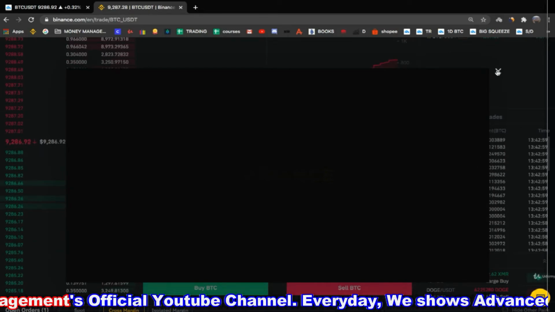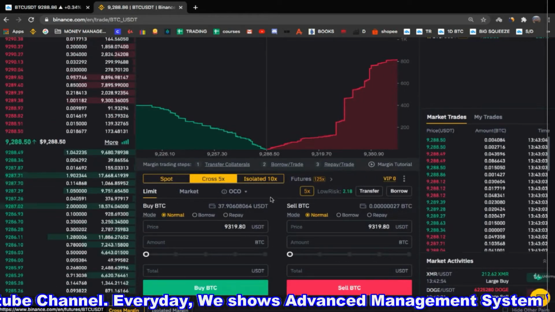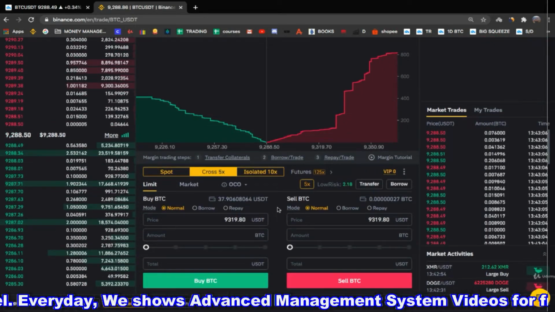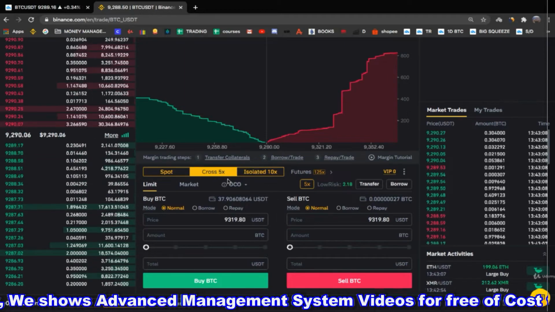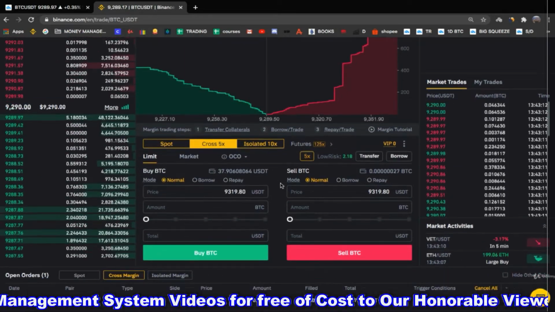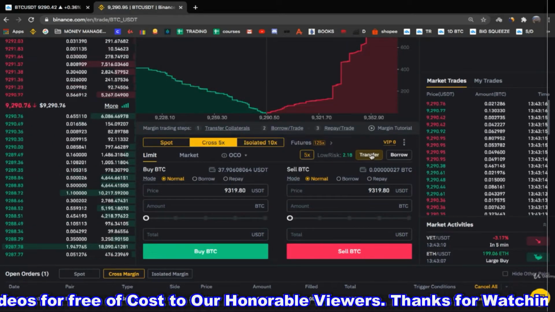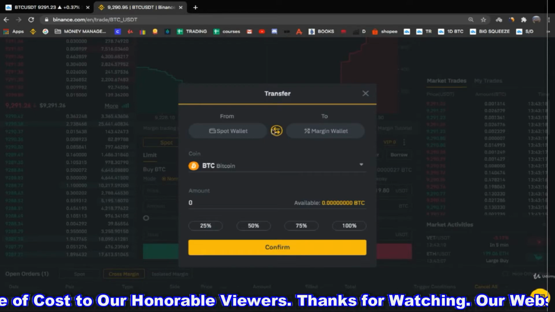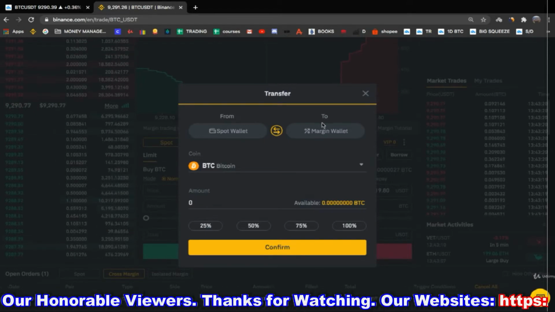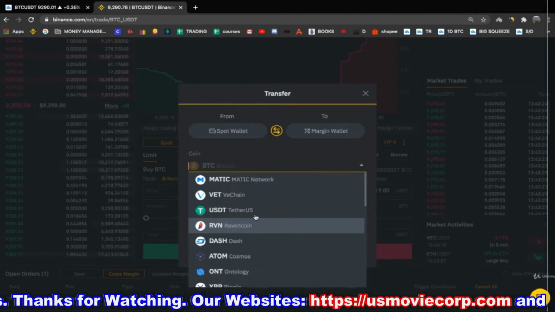Okay, back to business now. I showed you this video on purpose because they are showing you also how to open a margin account. I cannot show you because I already opened mine, and they also showed you how to transfer funds, right? You simply can come to this button here, transfer, and then you can transfer from your spot wallet to your margin wallet. Here you can pick wherever you like to transfer, right?